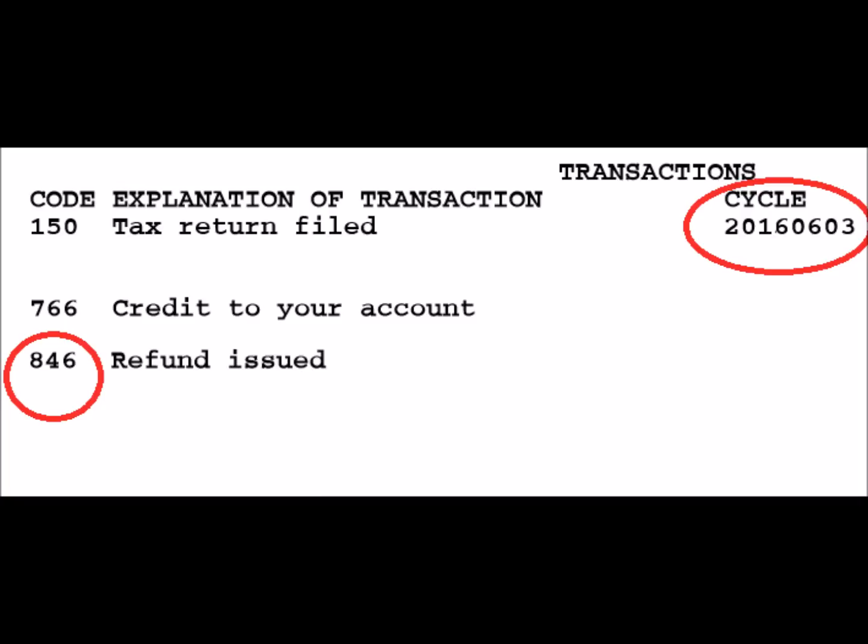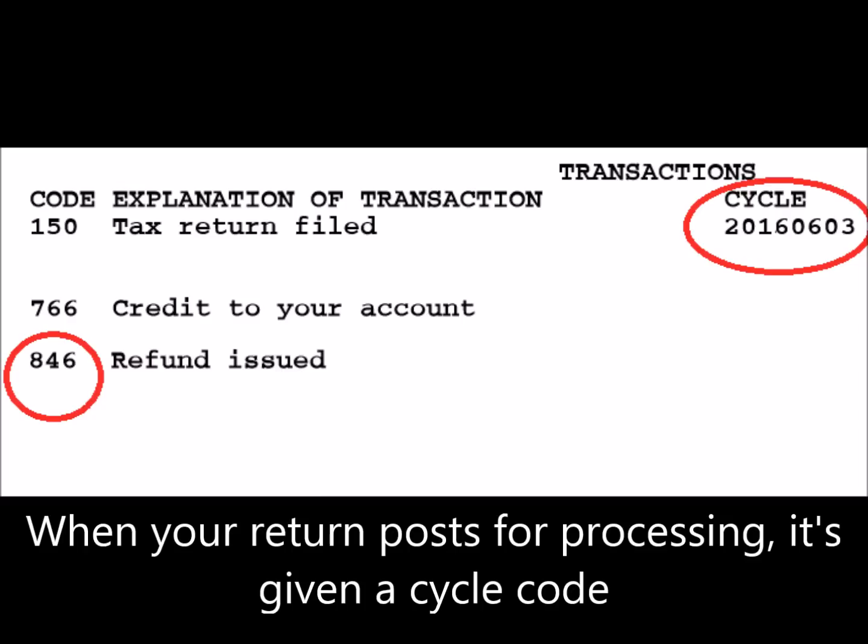What the cycle means is basically when your tax return hits the system, it gets assigned a cycle code. That's basically all it means, that you've been assigned a cycle code. This means your return has officially started processing.